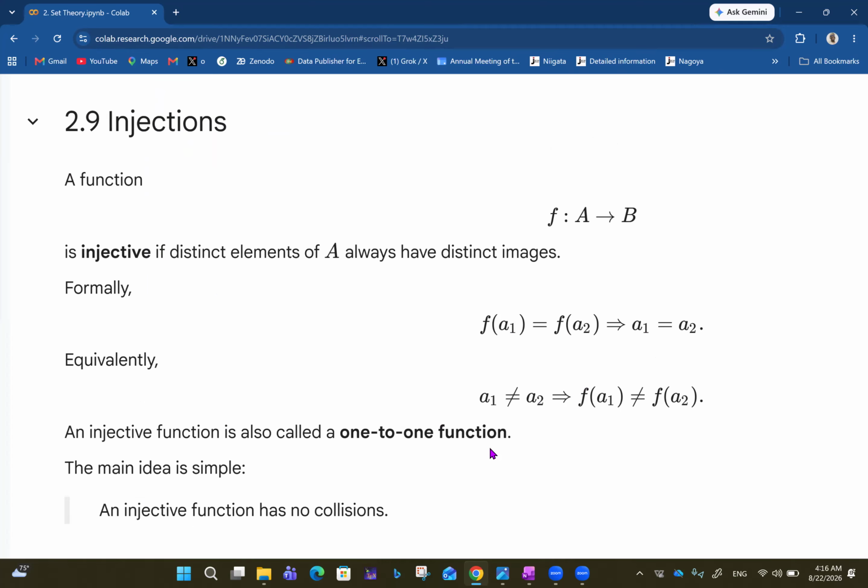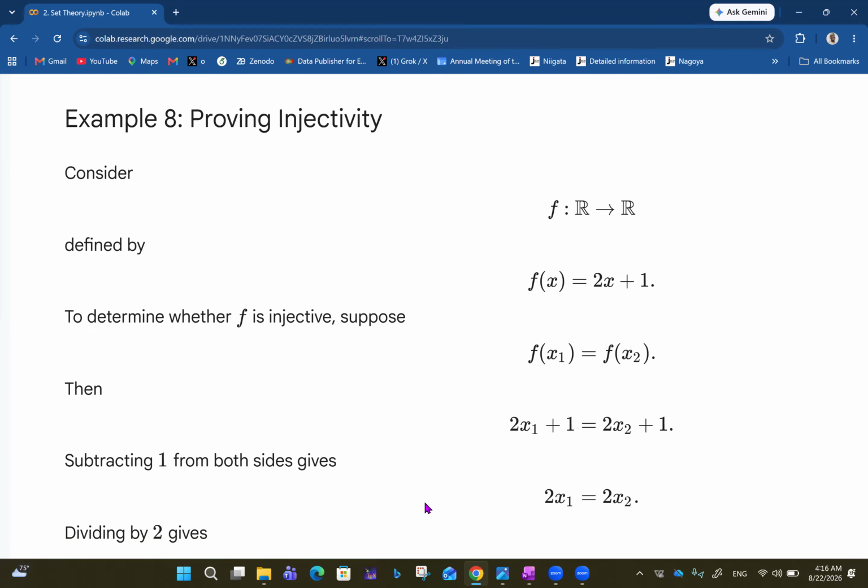An injective function is also called a one-to-one function. So one input matches to one output. The main idea is simple: an injective function has no collisions, basically. So, one-to-one. Now, proving injectivity.